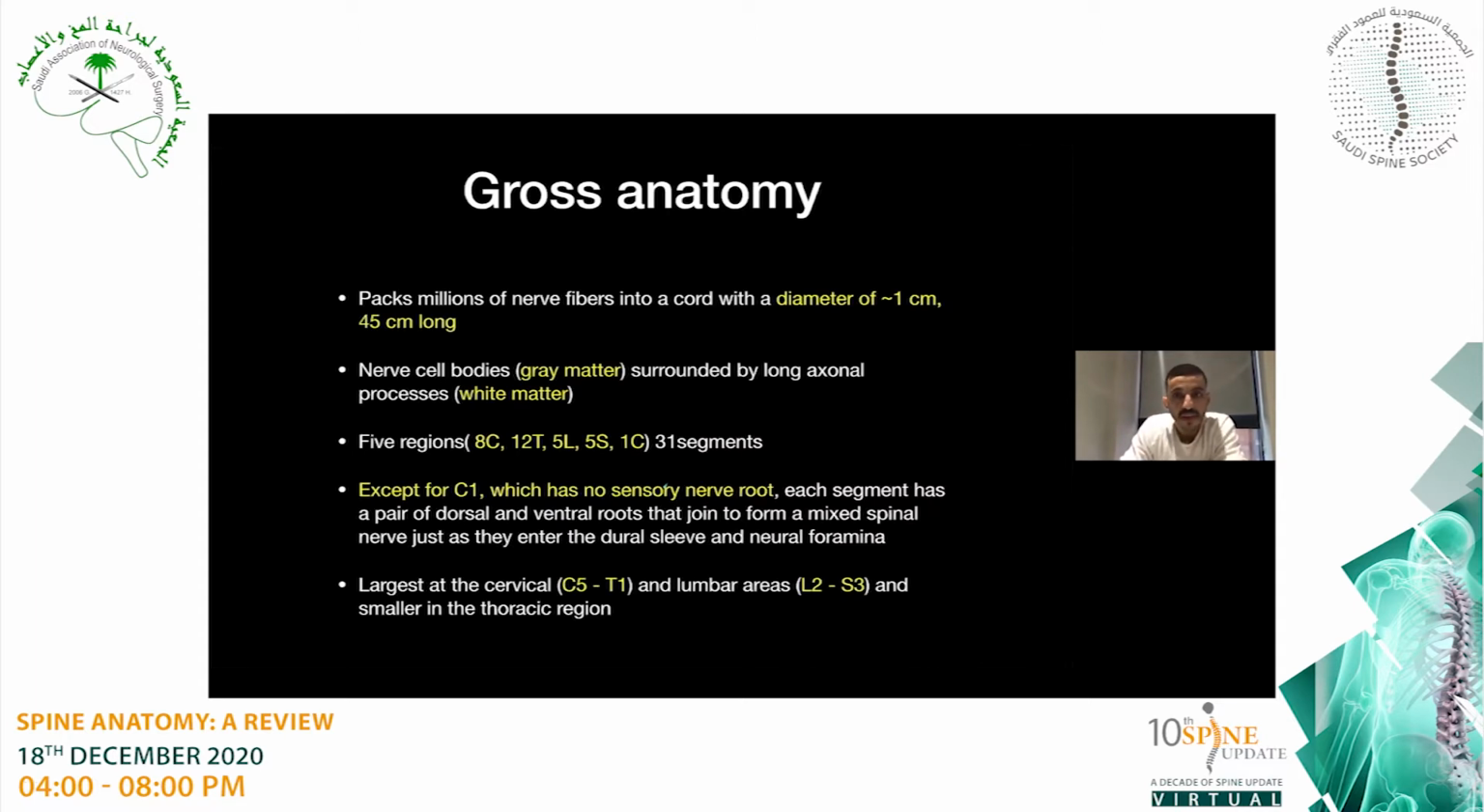As you know, the spinal cord diameter is less than 1 centimeter, and the length is around 45 centimeters. There are only two things, gray matter and white matter. Gray matter contains the nerve cell bodies, and the white matter is the tracts, which could be ascending or descending. The spinal cord has 31 segments, so don't mix it up with the vertebral column. There are 31 segments: 8 cervical, 12 thoracic, 5 lumbar, 5 sacral, and 1 coccygeal.